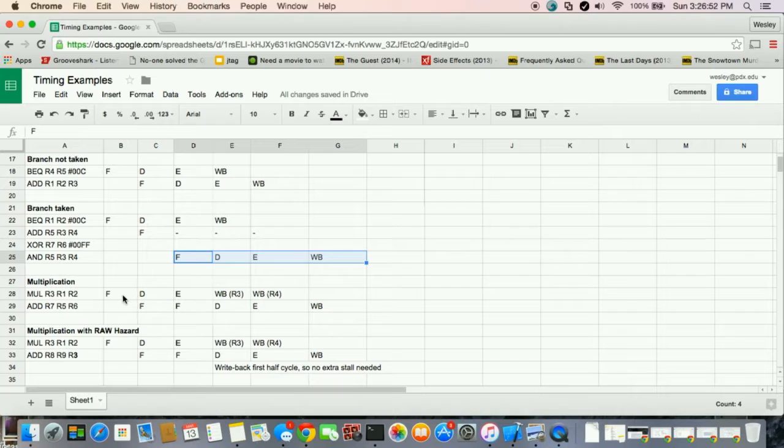And with multiplication, like I said, we have two write-back stages. The destination register is register 3, but it's actually register 3 and register 4 since it's a 32-bit multiplication.